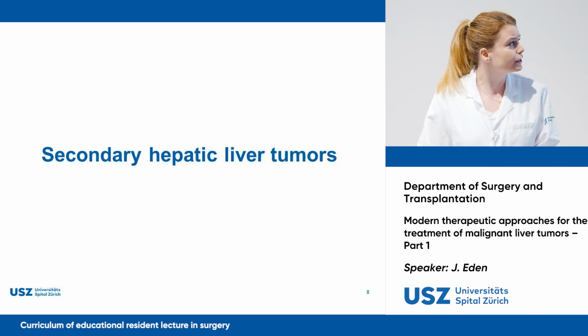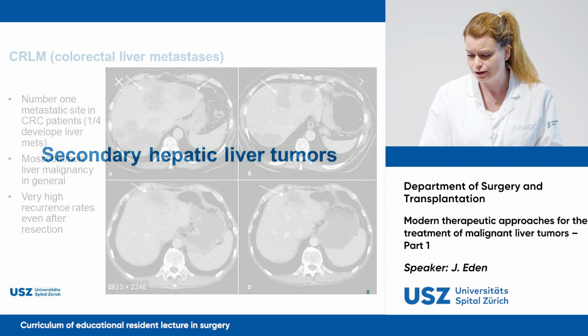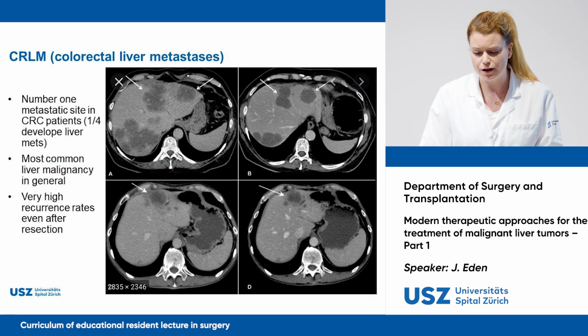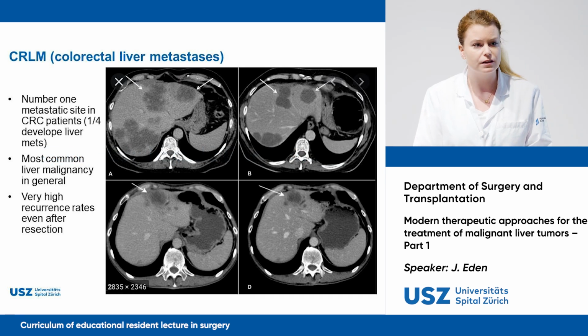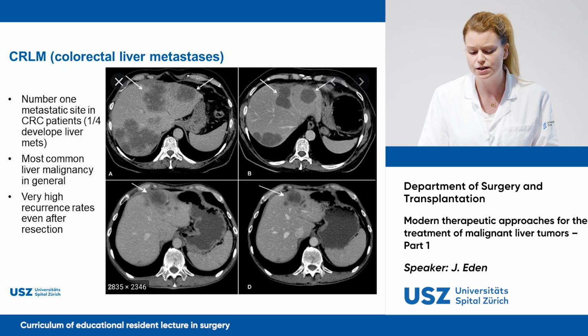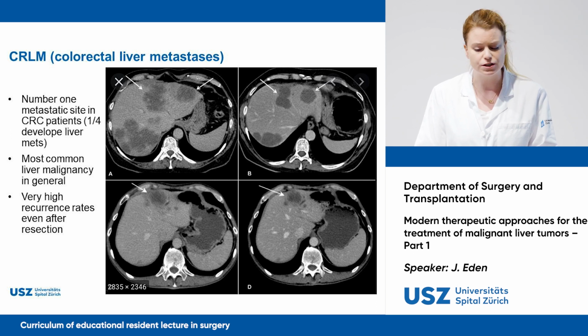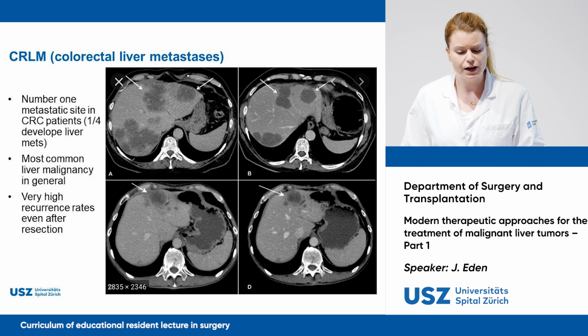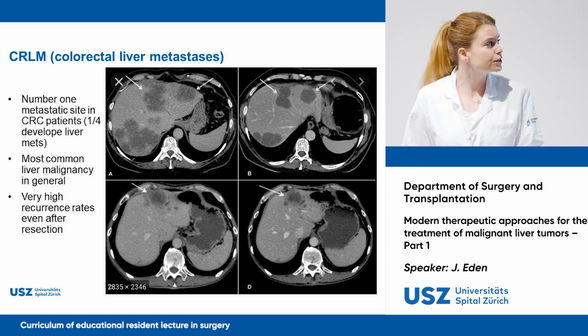Let's go over to the secondary hepatic liver tumors. First to mention are the colorectal liver metastases. The liver is the number one metastatic site in CRC patients. About one quarter of all patients will develop colorectal liver metastases eventually, either synchronously or metachronously, and it is the most common liver malignancy in general. And there are very high recurrence rates reported even after resection.